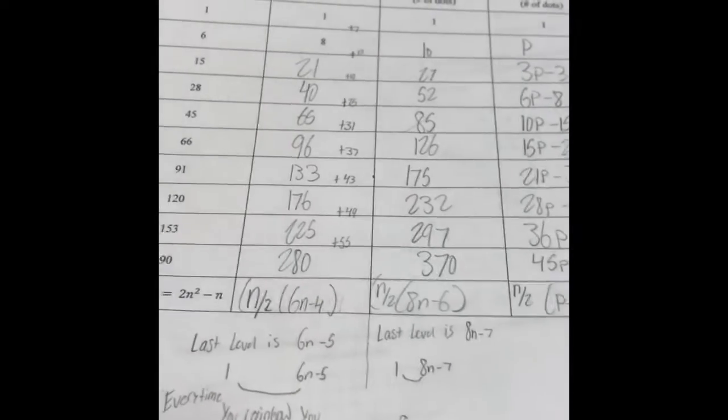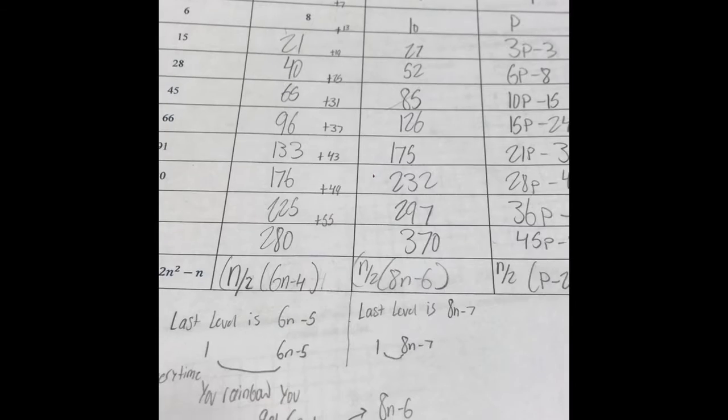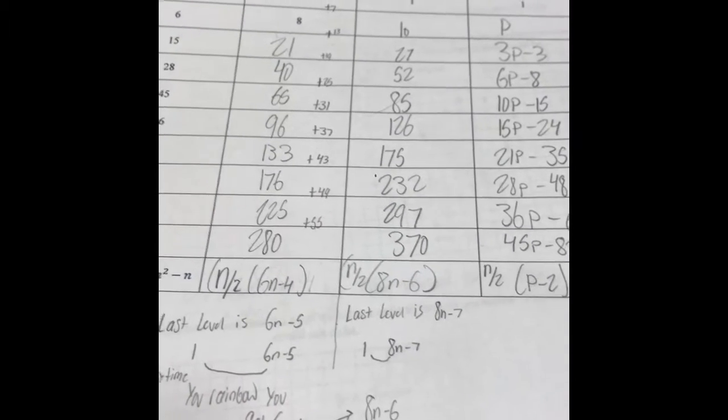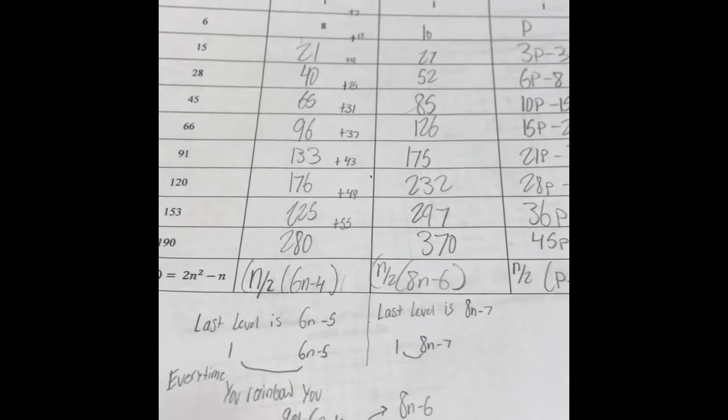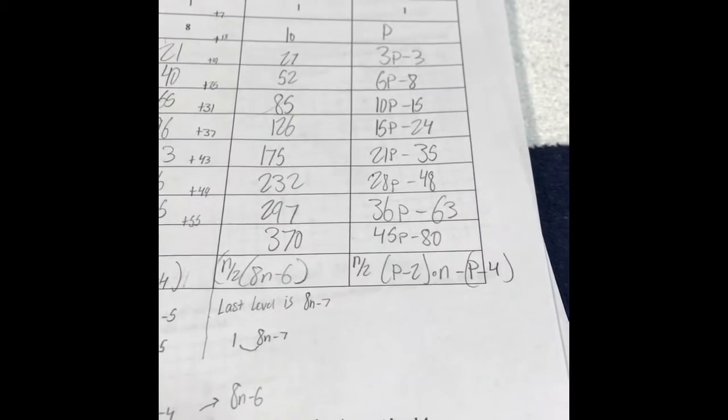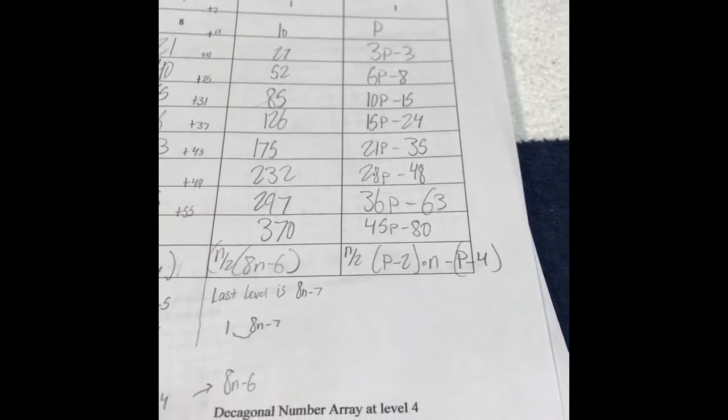We found in octagonal and decagonal that the number of sides they have in each, so 8 minus 4 and 10 minus 4, gives us the last number in the pairs that we rainbow. So n over 2 times p minus 2 times n minus p minus 4.